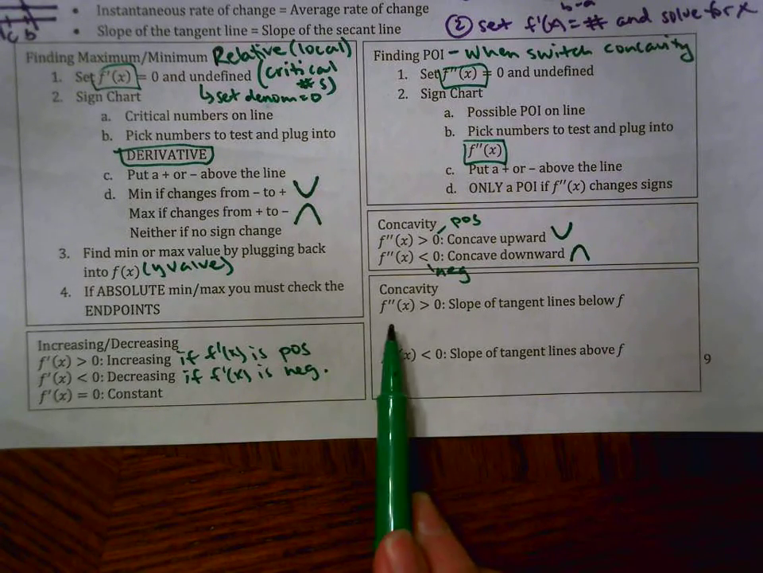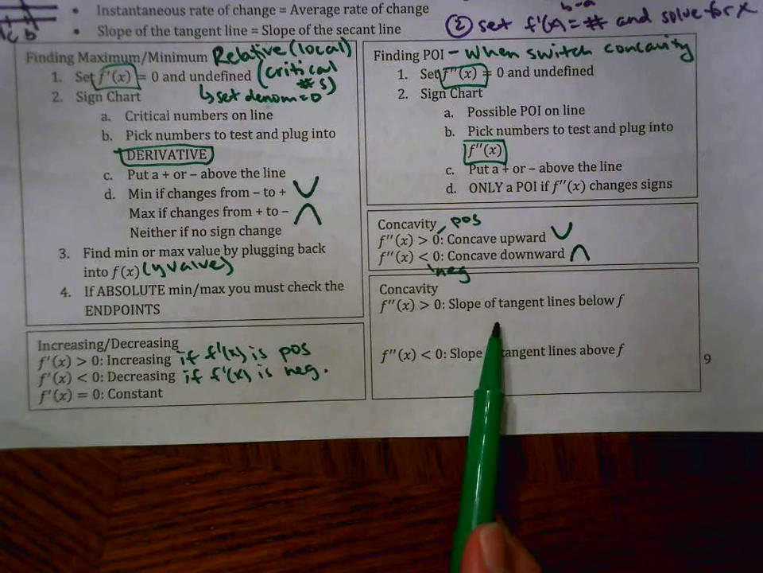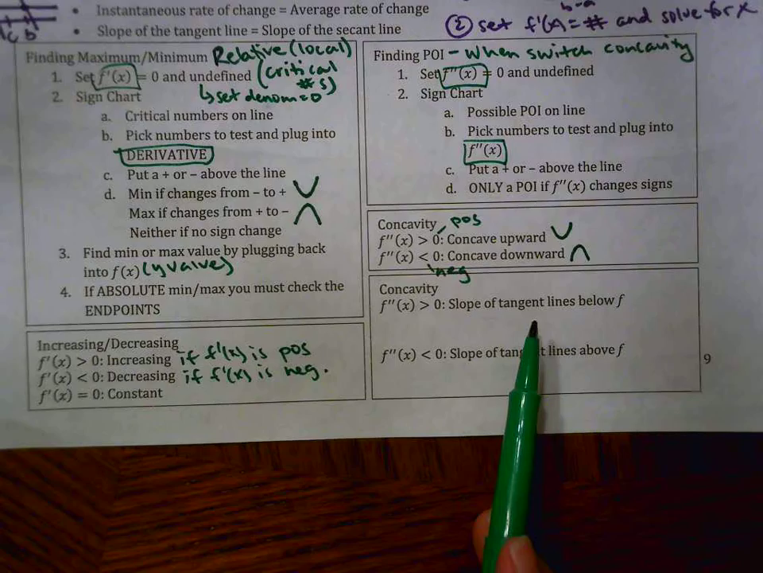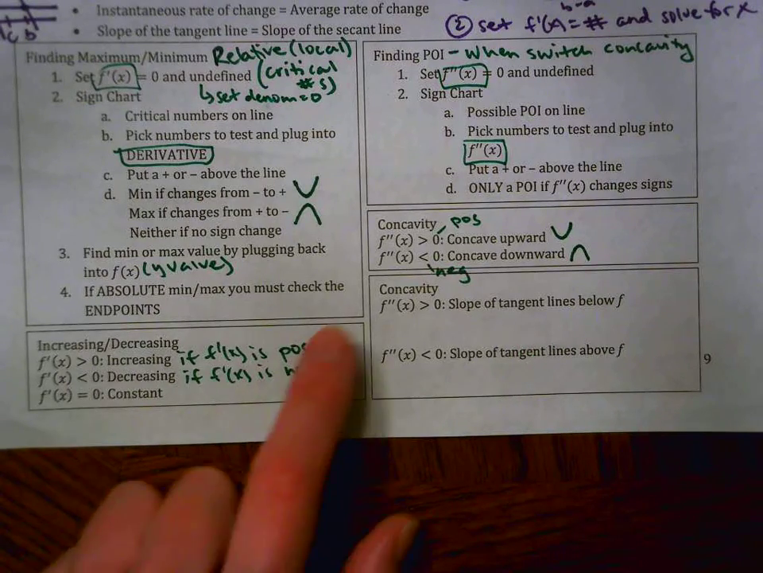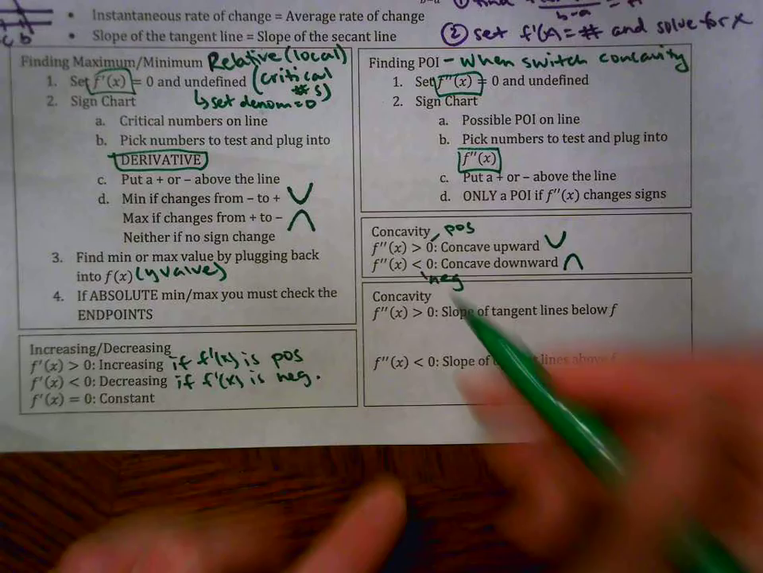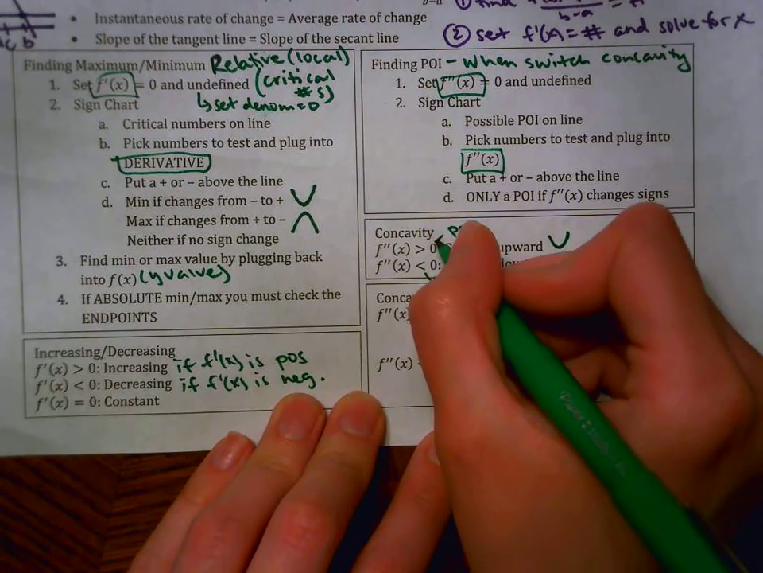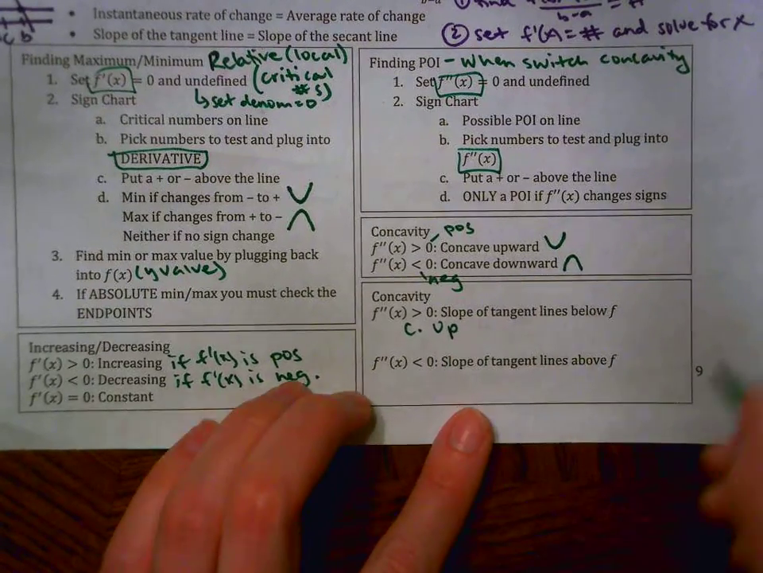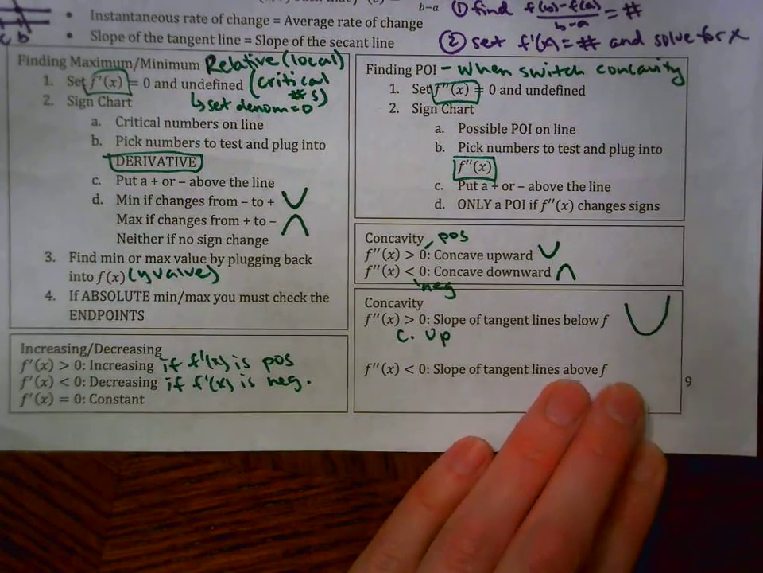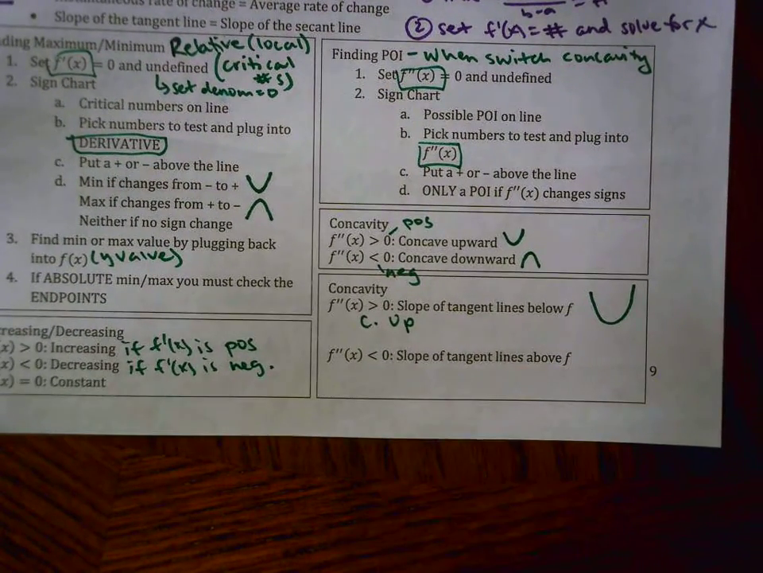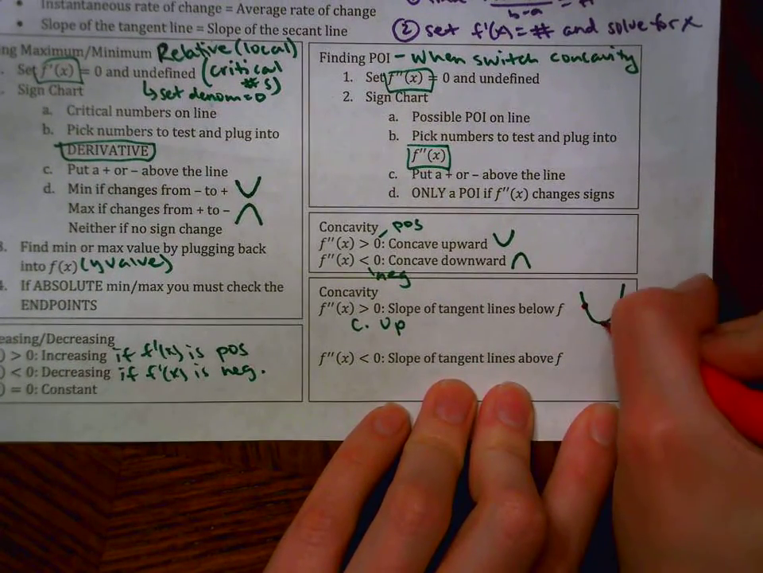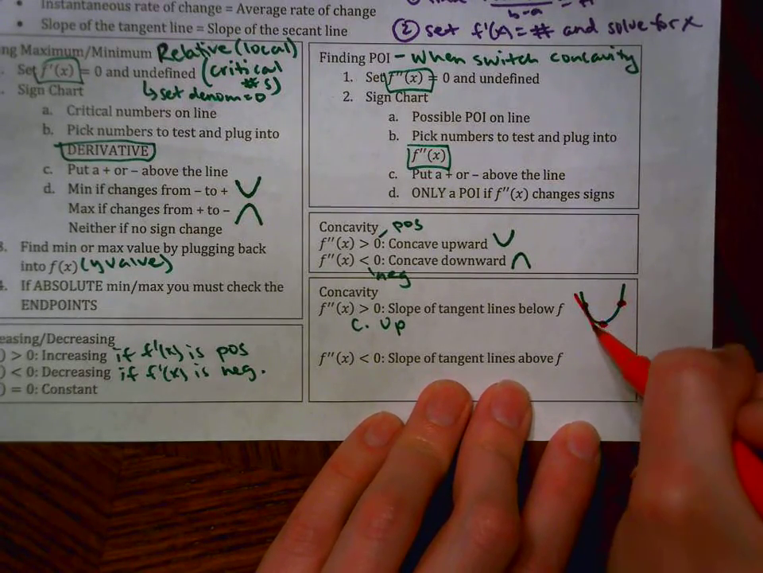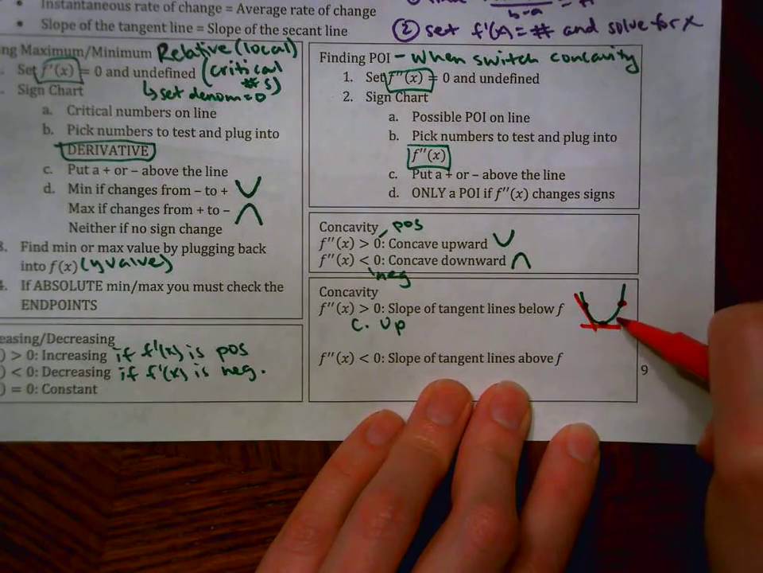And then something else that the concavity tells you is if the tangent line is going to be above or below. In this case, f double prime is greater than 0, so that tells us it's positive, so it's concave up. If you draw concave up, it looks like this. If you draw a tangent line anywhere on concave up, any point you pick, you should be drawing your tangent line underneath your curve.